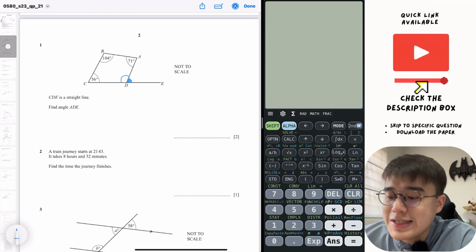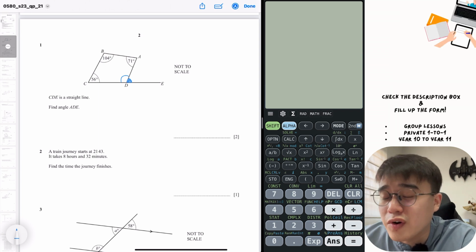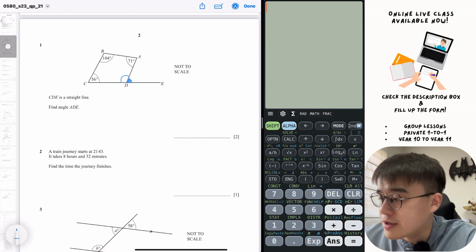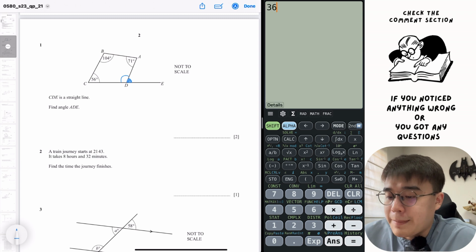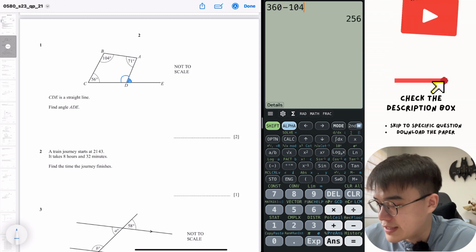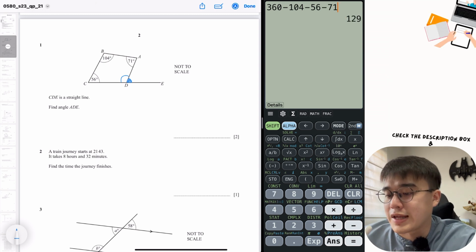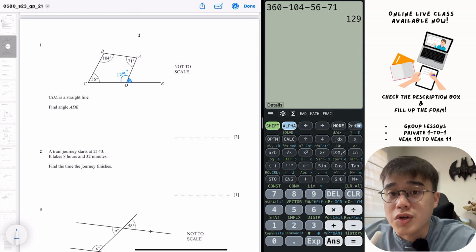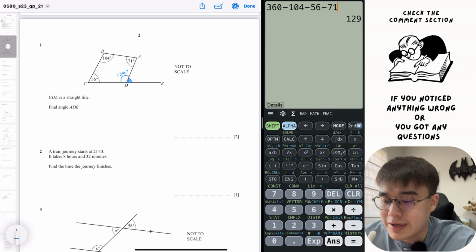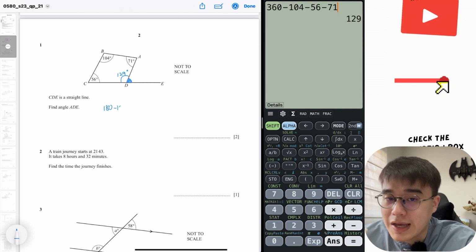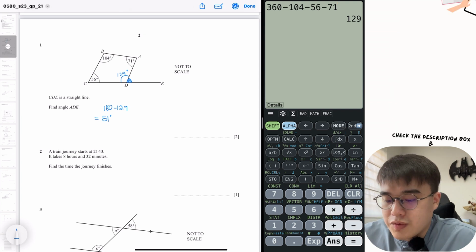Please take note that ADC itself is a quadrilateral, or you can look at it as it has 4 sides, which means the total interior angle of it is actually 360. So all you have to do is to take 360 minus 104, 56, and 71. Hence, you have a balance of 129. So 129 is not what you're looking for since they ask you for ADE. So all you have to do is to take 180 minus 129 and you will get the balance of 51. So first question is done.